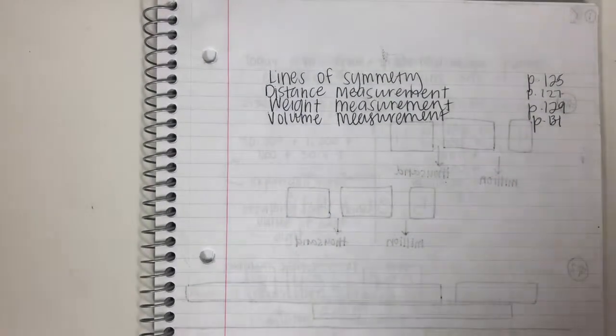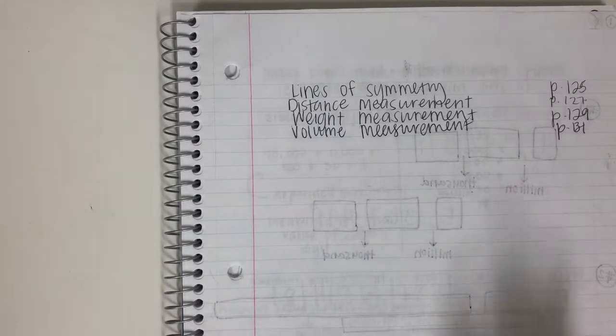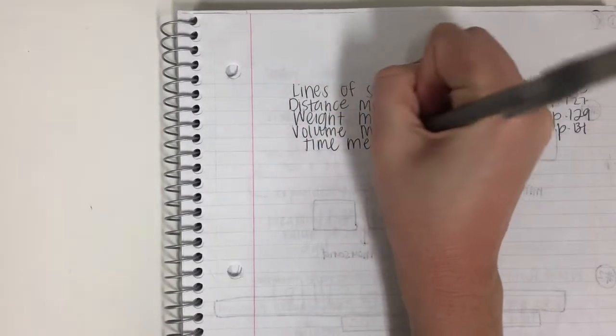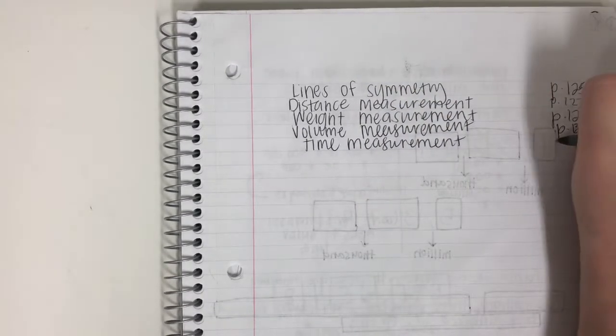Okay, so we are on to our last video of the year. We are going to be doing time conversions, which is pretty simple because we know how to read a clock and how many seconds are in a minute and how many minutes are in an hour, but we're still going to review it. So I'm going to put time measurements. We're going to be measuring time and converting it from seconds to minutes to hours.